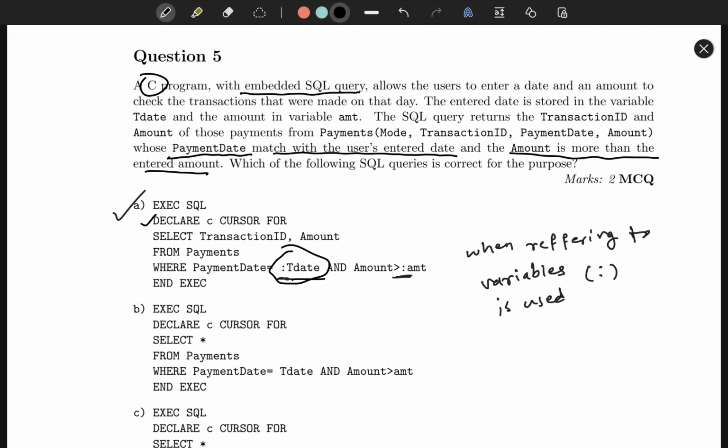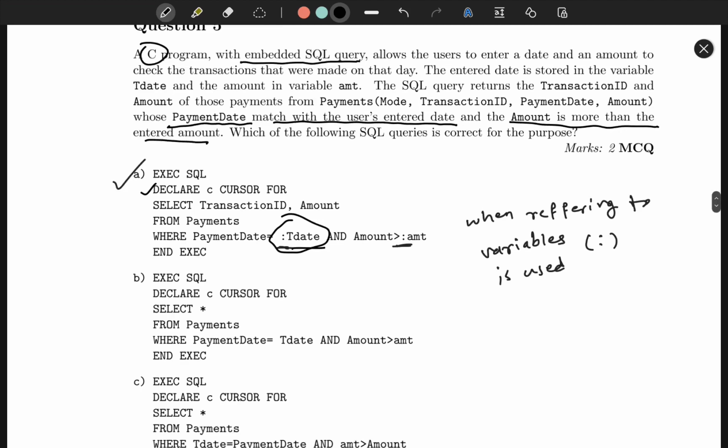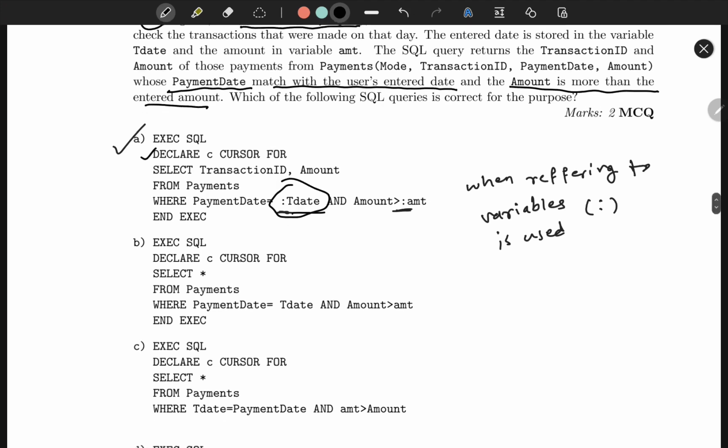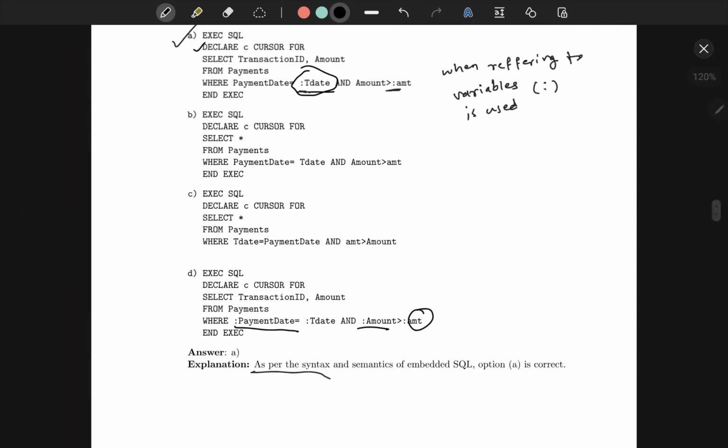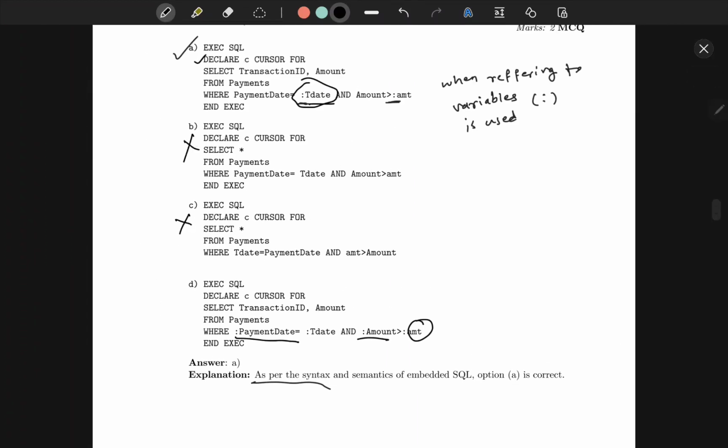Question number 5 comes from embedded SQL, that is when we run SQL inside of some other language, whether it be C, Java, Python, they have their own libraries. In C, we declare a cursor first and then do some sort of query. Now here we are asked that from the payment schema, select the SQL query that returns transaction ID and amount of those payments whose payment date matches the user's entered date and amount is more than the entered amount. So for this, to get user input, we need variables, and when we use variables in SQL, we need the colon as the syntax. In all of the options, B and C don't have colon, they're eliminated.